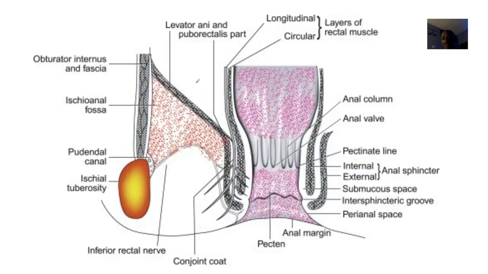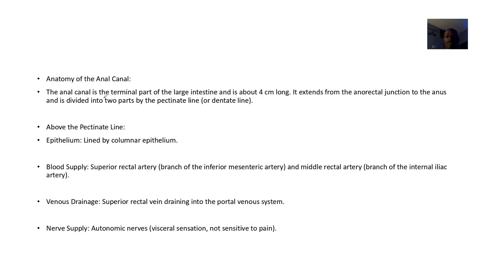So we said that the anal canal is like you have the digestive tract, then this is the ending for it. The anal canal is the terminal part of the large intestine and it's about 4 centimeters. It extends from the anorectal junction to the anus and is divided into 2 parts by the pectinate line.